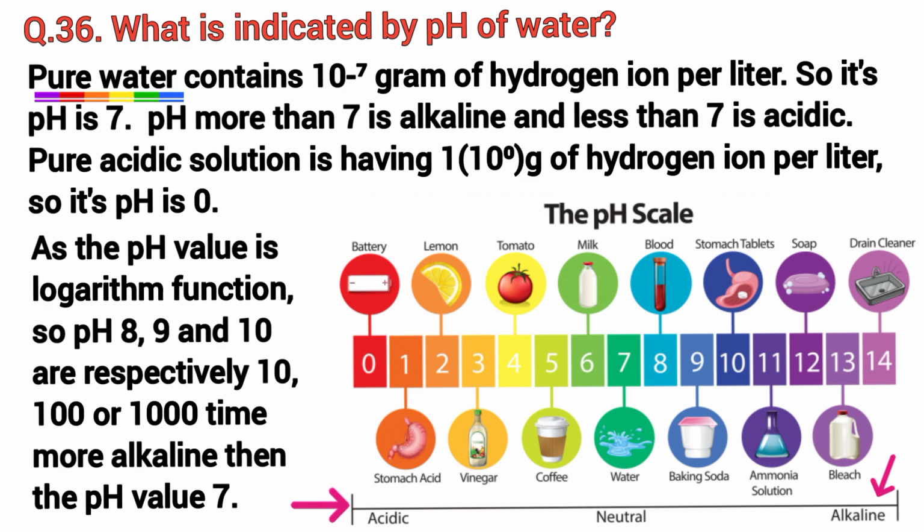Pure water contains 10^-7 gram of hydrogen ion per liter, so its pH is 7. pH more than 7 is alkaline and less than 7 is acidic. A strongly acidic solution has 1 gram of hydrogen ion per liter, so its pH is 0. As the pH value is a logarithmic function, pH 8, 9 and 10 are respectively 10, 100 or 1000 times more alkaline than the pH value 7.